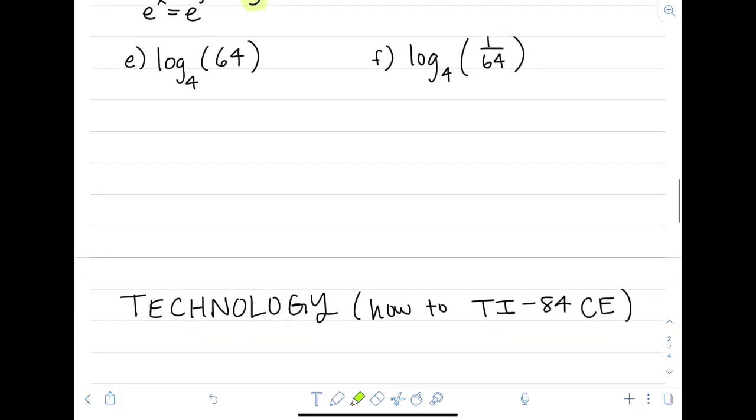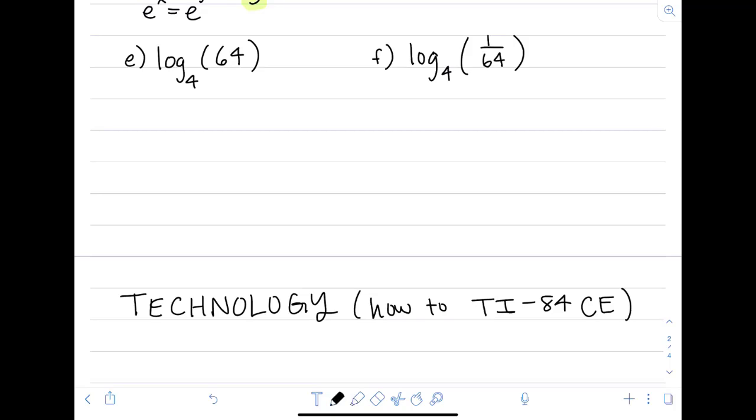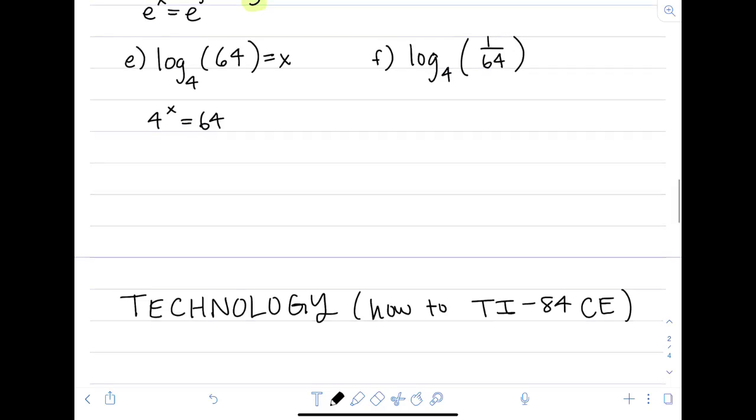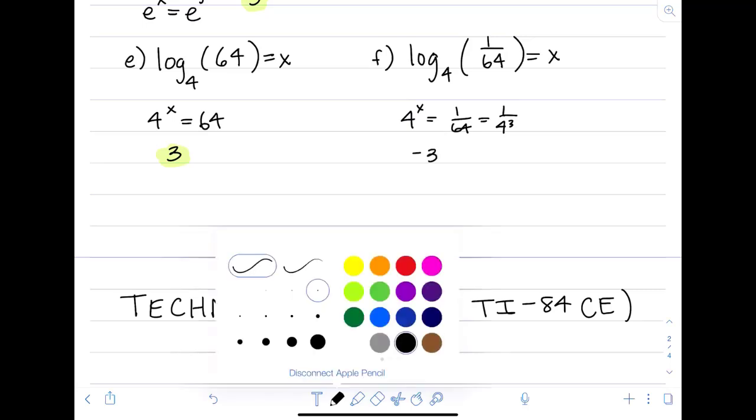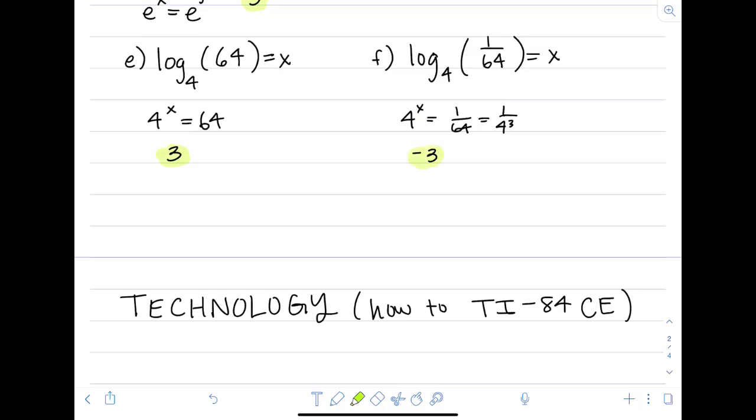Okay, let's move on. Do another base here. Log base 4 of 64. If I write equal to x, that would be 4 to the x equals 64. So that would be power of 3. And 4 to the x equals 1 over 64 would be negative 3.